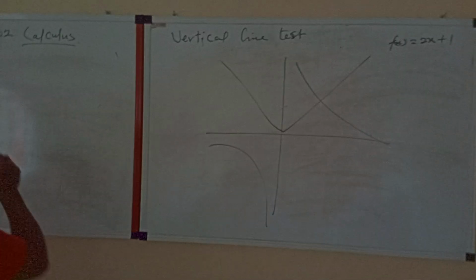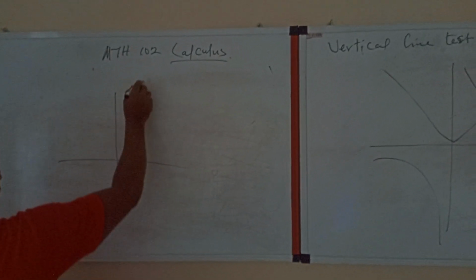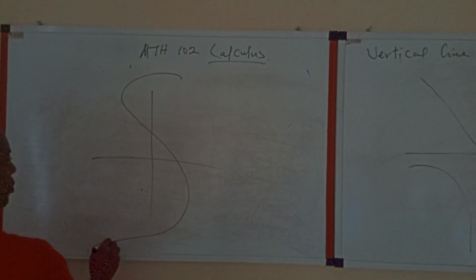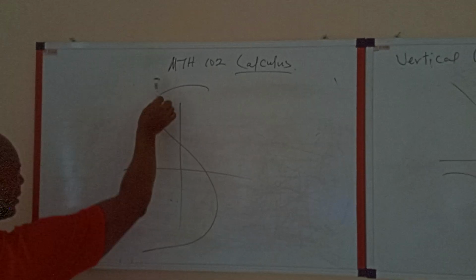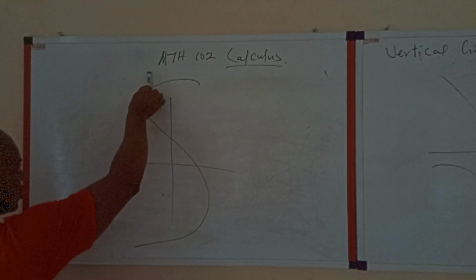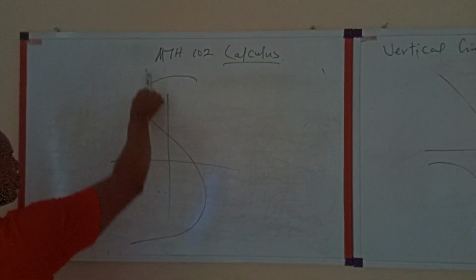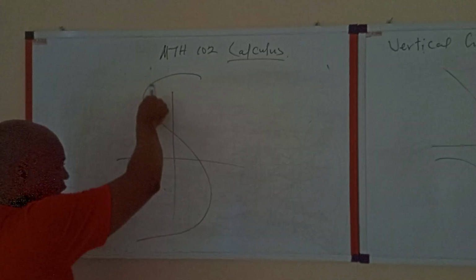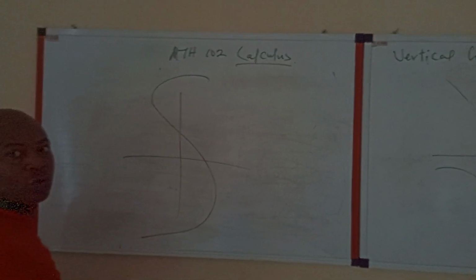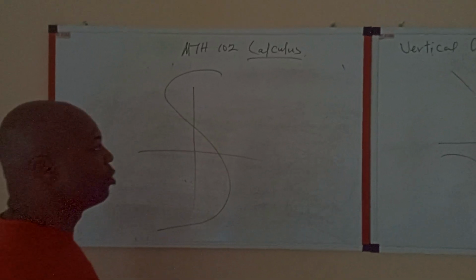But what if the thing comes like this? There are some graphs like this. Now, if my stick is long, you see that when you put it here, it will cut here, it will cut here too. So in this kind of thing where the line cuts the graph in 2 or 3 places, that one is not a function.